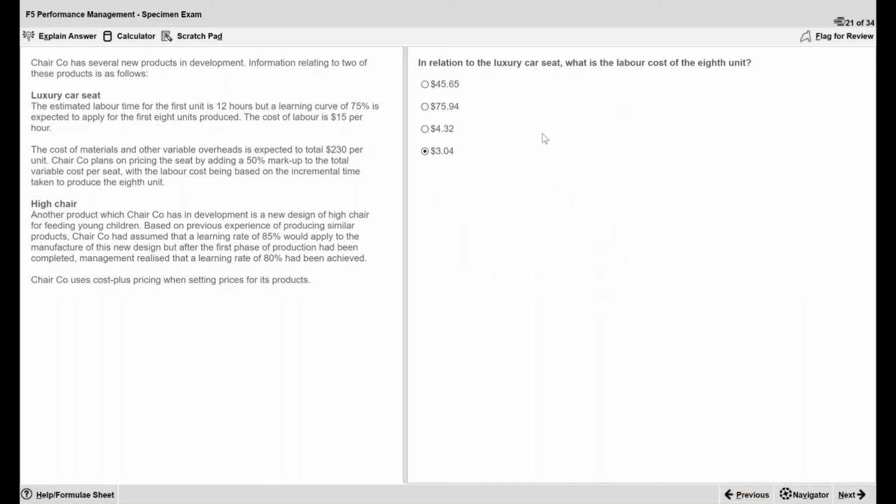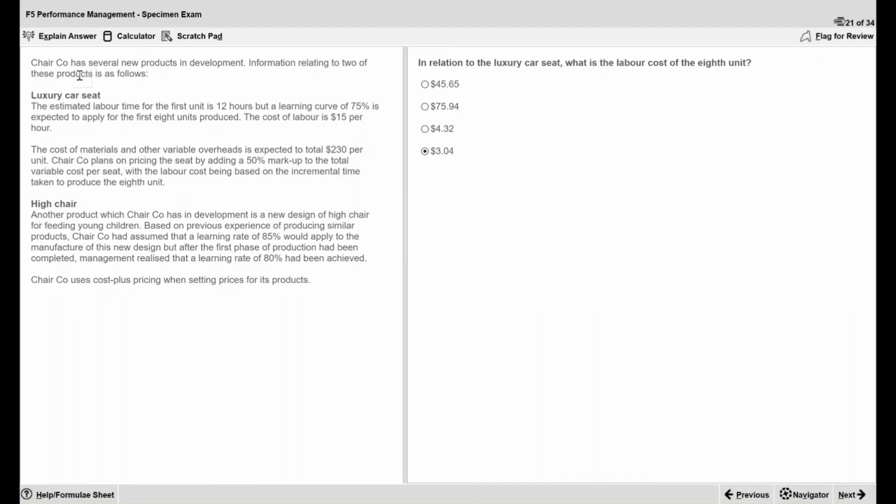Okay, in relation to the luxury car seat, what is the labor cost of the 8th unit? Let's read the question. Cherco has several new products in development. Information relating to 2 of these products is as follows. The estimated labor time for the first unit is 12 hours, but a learning rate of 75% is expected to apply for the first 8 units produced. The cost of labor is 15 per hour. The cost of material and other variable overheads is expected to total 230 per unit. Cherco plans on pricing the seat by adding a 50% markup to the total variable cost per unit, with the labor cost being based on the incremental time taken to produce the 8th unit.